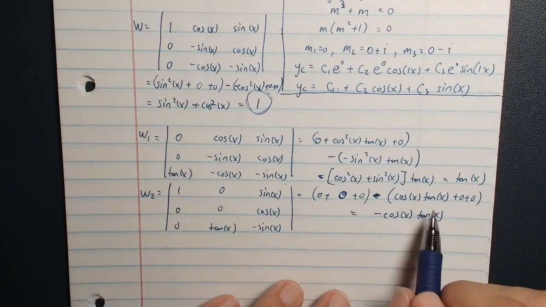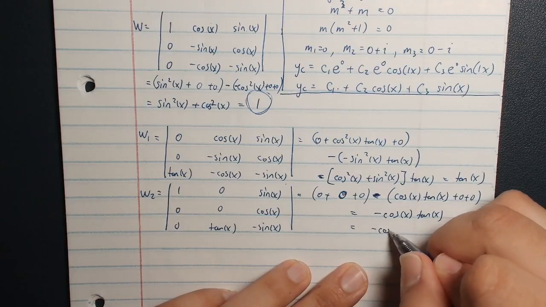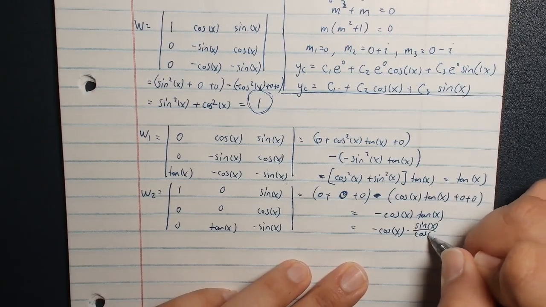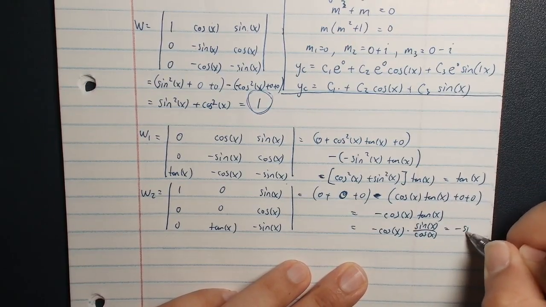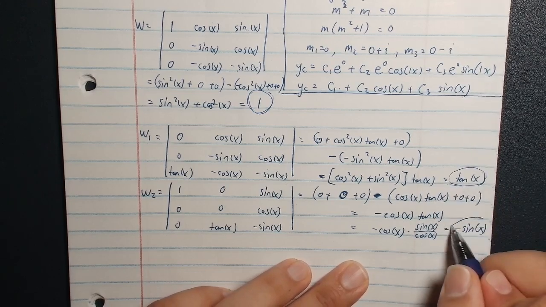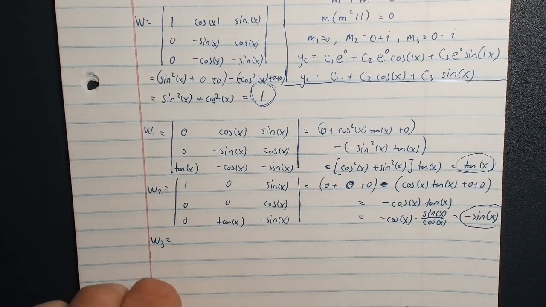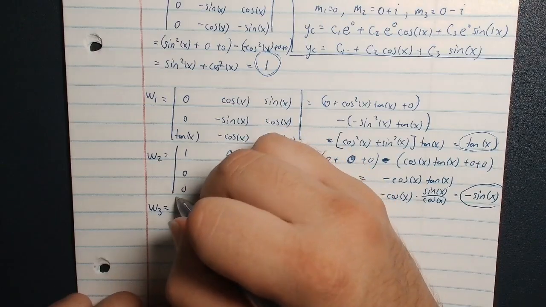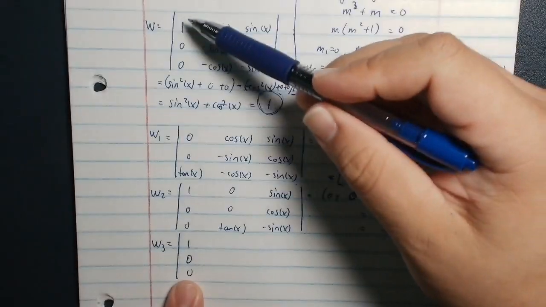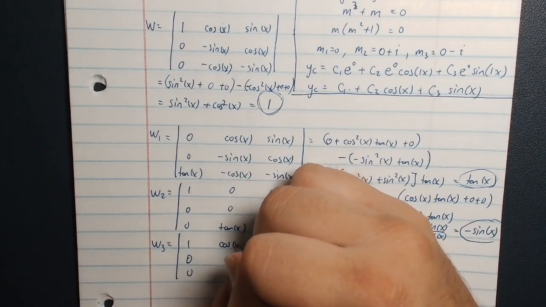Let's see. Well, tangent of x is sine of x over cosine of x, isn't it? So here that's going to be negative cosine x times sine x over cosine x. And now the cosines divide away, and I just get negative sine of x. Okay, so here's my W1. Here's my W2. Sounds like I'm doing my taxes. I don't think I'll get to W4, though. All right, so now my W3. Again, first column stays the same as in the Wronskian matrix here. Second column stays the same as in the Wronskian matrix here.